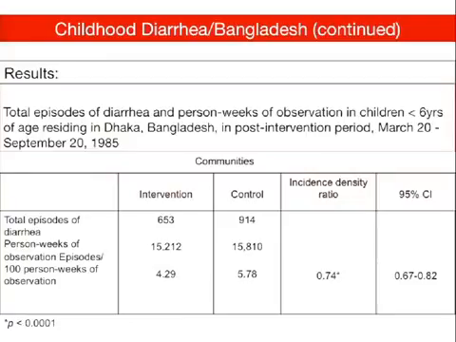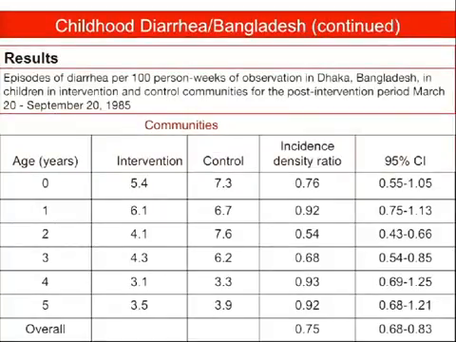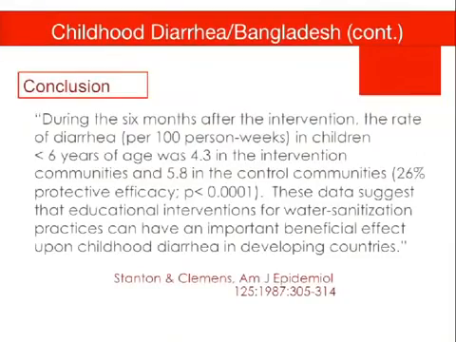Okay? And here you can just see this is basically the same thing. You can also look at total episodes of diarrhea, total number of weeks of observation time, etc. But this calculation of the incidence density ratio is done taking into account the way in which these pairs were created and the fact that these are community interventions, communities randomized, not individuals. And here you can just see they look at it by different age groups. And the effect is primarily in the youngest kids, but there is an effect pretty much across the under 5 range. Okay, and they concluded that they basically saw during the 6 months after the intervention, the rate of diarrhea in kids under 6 was 4.3 compared to 5.8, a 26% protective efficacy, suggesting the intervention worked.